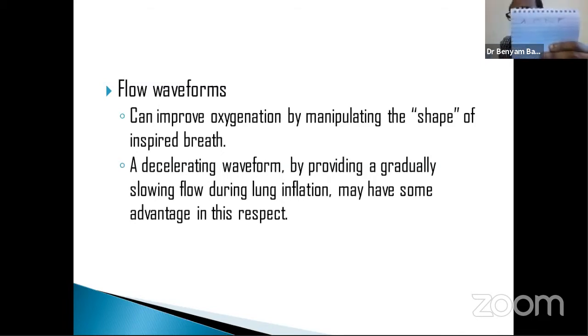So as you can see, this is the onset of inspiration. In this case, it is an ascending one, yeah? This one is a box type and one is a descending type. Physiologically we have the descending type. Some machines will have this option, usually in the top corner, and it will help you with oxygenation. So you can manipulate this to increase the oxygenation. You can take advantage of this. So flow waveforms might be used to improve oxygenation.